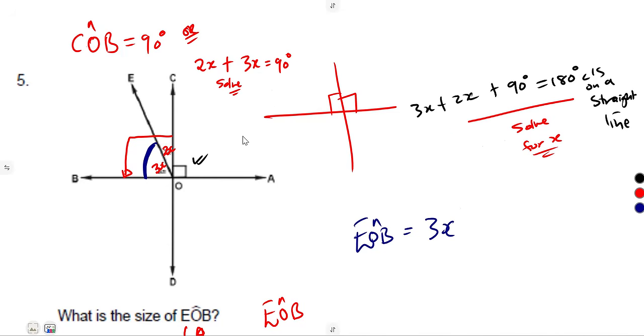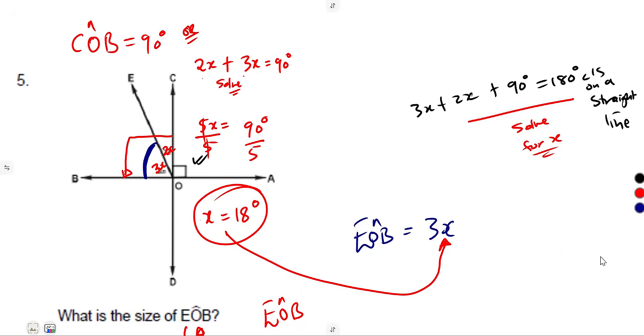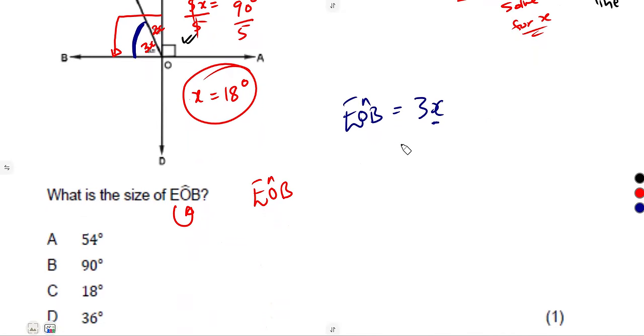Guys, you can use this, it's up to you. 2 plus 3, that is 5x. Those are like terms, which is equal to 90 degrees. So to find x, simply divide by 5. So our x in that case was going to be 18 degrees. We have the value of x, which we are going to substitute in place of x to find the angle that we are being asked, EOB, which is given as 3x. So substitute the value of x that you have obtained there.